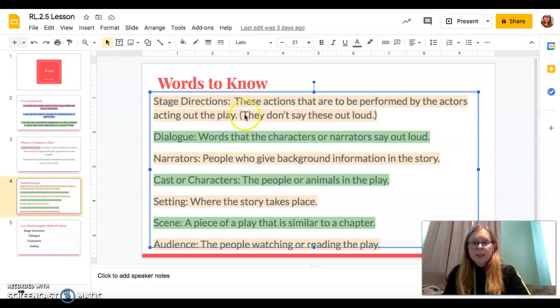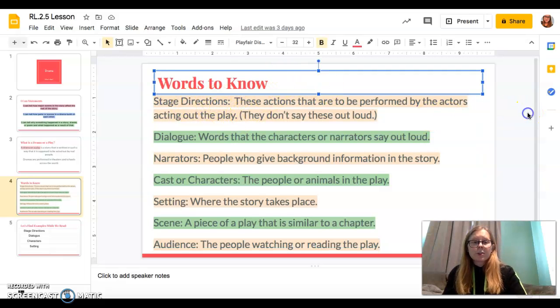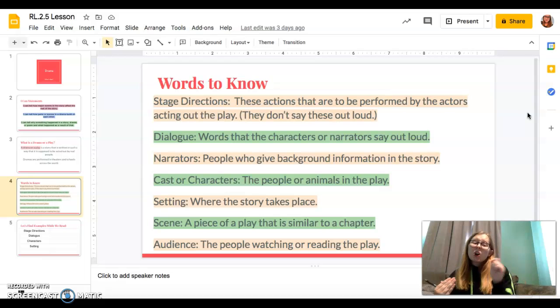And the first one is stage directions. These are actions that are to be performed by the actors, but they don't say it out loud. They're usually in parentheses. So I have some parentheses right there where it says they don't say these out loud. Those are parentheses. Stage directions are usually in parentheses, and they tell what the actors are supposed to do. So sometimes it will say walks across the stage or shakes his hand or smiles. You wouldn't smile at somebody and then say, I'm smiling at you. You would just smile. So that's what stage directions are.